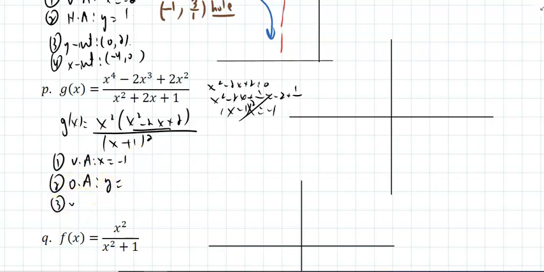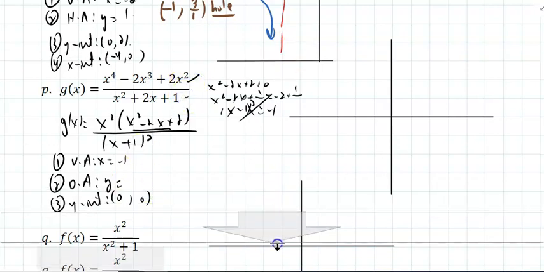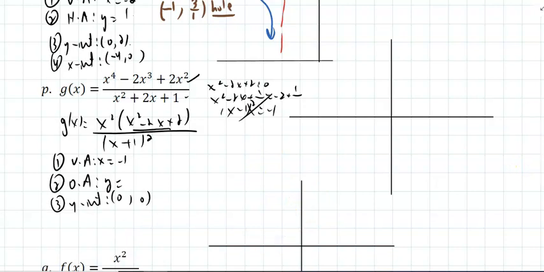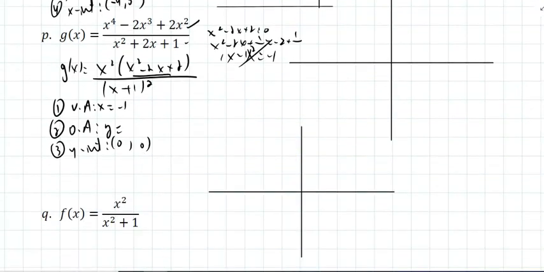3, y-intercept, set x equal to 0. If I put 0, wouldn't that be 0 over 1, which is 0? And I need just a bit more space. And where does the y equal 0? The top equals 0 when x equals 0. That is my x-intercept. Remember, the origin is both the x and the y-intercept combined.